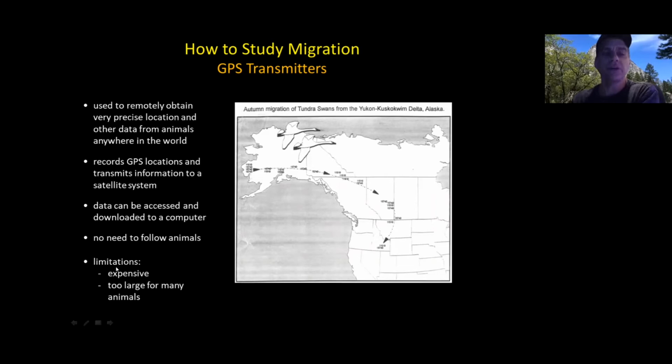The limitations here, though, are that these units are very expensive. We're talking they're in the thousands of dollars. And currently they are too large for many animals. In order to have a battery strong enough to communicate with the satellites back and forth requires a very large battery, which means the size of these things is just too big to be carried on many animals, especially animals that fly, like birds.